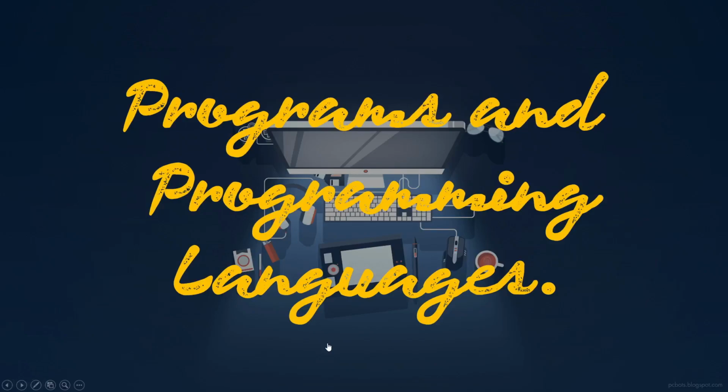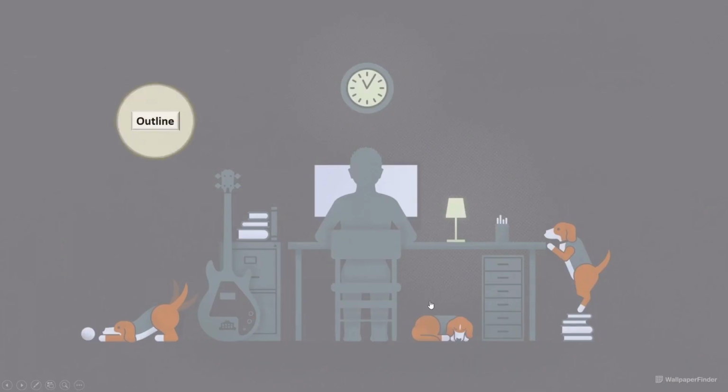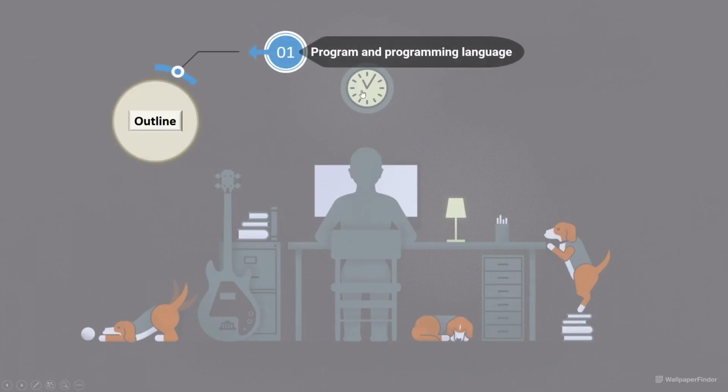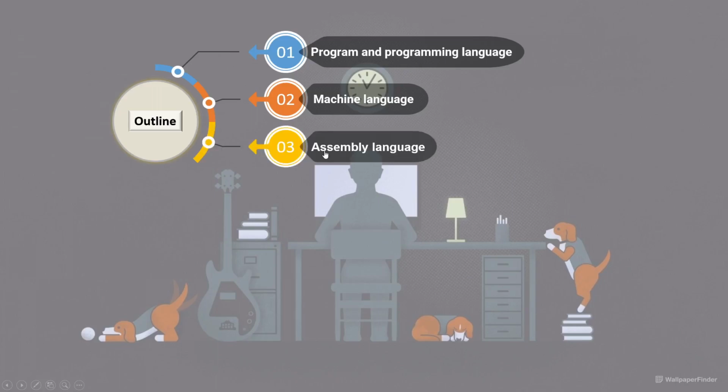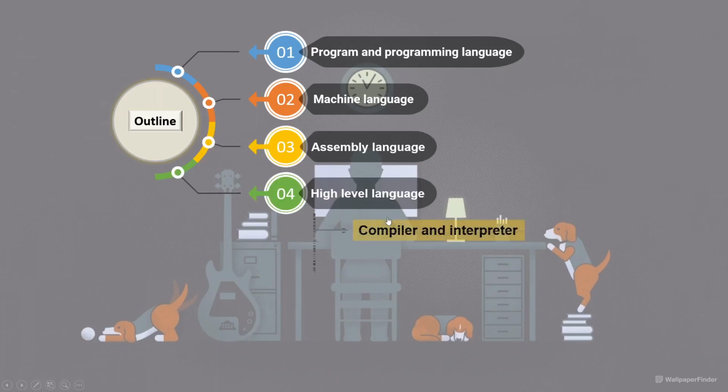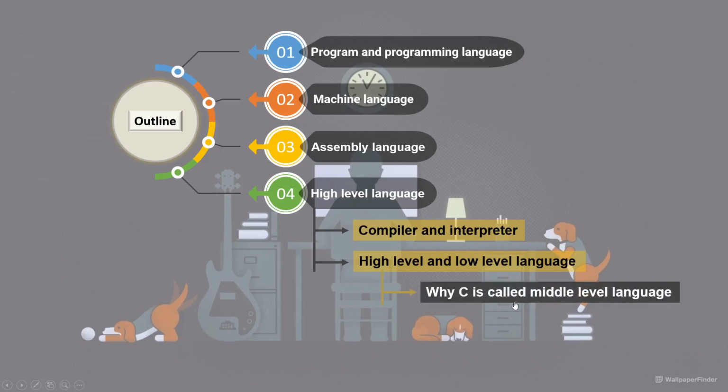Today's lecture will cover programs and programming language. So, here is our outline. We will explore what is a program and programming language, as well as give you a brief overview of machine language, assembly language, and the high-level language. And after that, compiler and interpreter, we will understand the level of programming language and understand why the C language is called the mid-level of programming language.